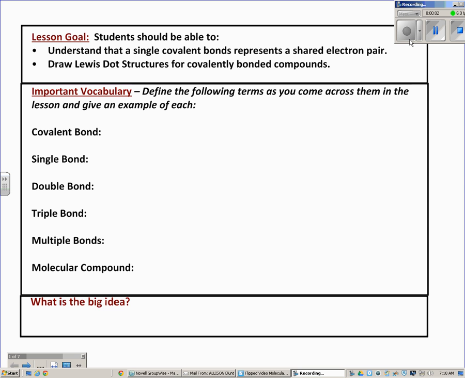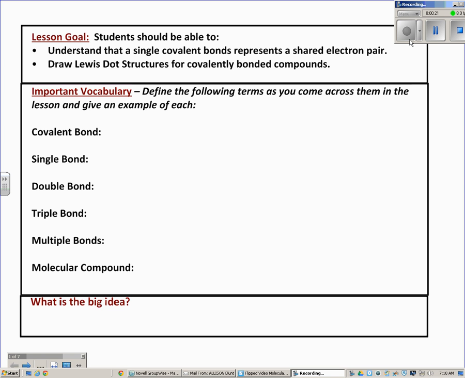Have you ever wondered why you've never seen melted salt? Have you ever wondered why water is a liquid at room temperature? It has to do with their bonds. Remember, we've already studied ionic compounds and the properties associated with them, and that they have very high boiling points, like salt, NaCl, sodium chloride.